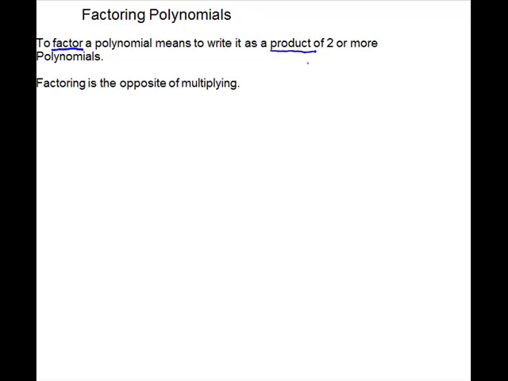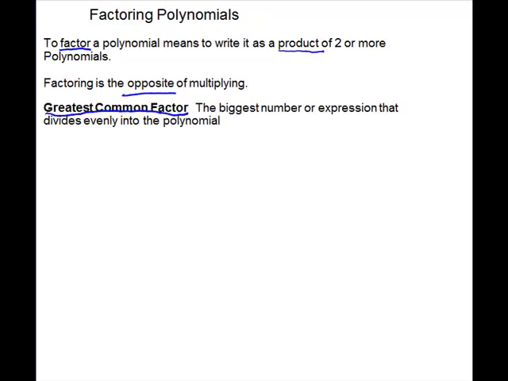Factoring polynomials. To factor a polynomial means to write it as a product of two or more polynomials. Remember, product means a multiplication. Factoring is the opposite of multiplication. So when you factor a polynomial, you're going to get back a multiplication problem. Our first technique of factoring is to find the greatest common factor and take it out of the polynomial.